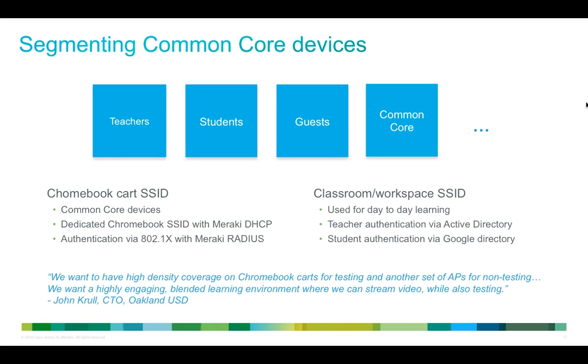These are for the Common Core devices, and it's a dedicated SSID using Meraki DHCP. What that means is that the Meraki access point deployed in the cart is actually serving as the DHCP server for those Chromebook devices. So it makes it very scalable and easy to manage, because the IT staff doesn't have to worry about managing the IP ranges for those 10,000 devices. It's all handled right at the cart, so to speak. And then authentication is still done through 802.1x, so we have user identity and identification still supported.